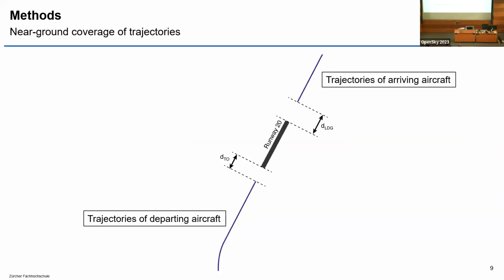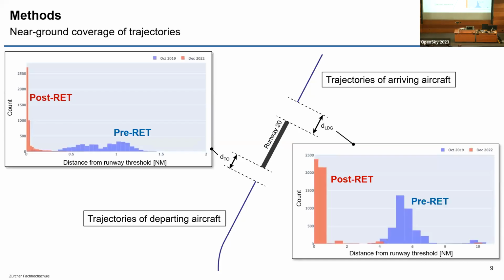So once we had these data sets, we did a little visual inspection and we stumbled upon this fact here. When you look at the trajectories of arriving aircraft, we found that especially in the pre-RET data set, which is the one from the year 2019, the trajectories ended a certain distance from the threshold and not at the threshold, whereas for departing aircraft, we had the same effect, but after the runway. And this is a problem if you want to determine the capacity envelope, because you have to know the time of takeoff and the time of landing.